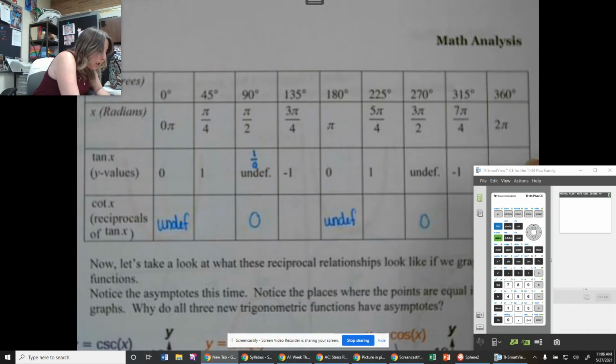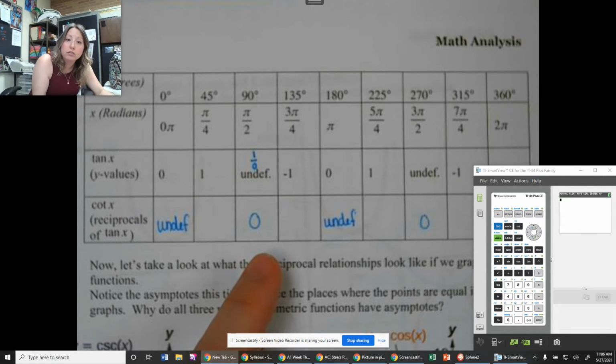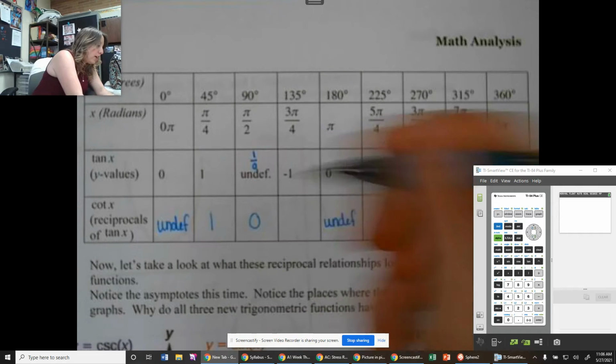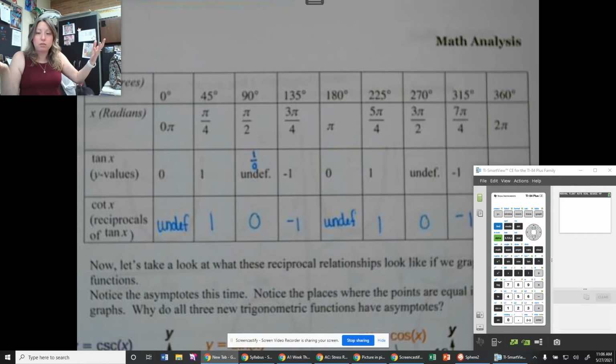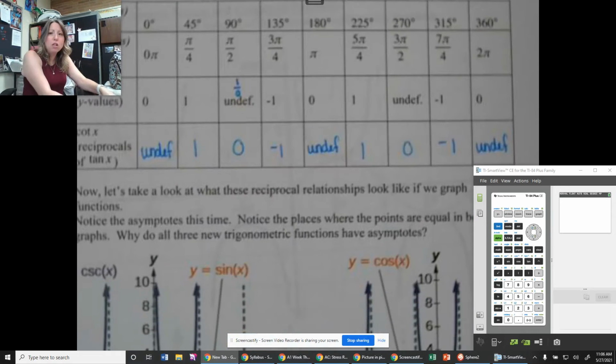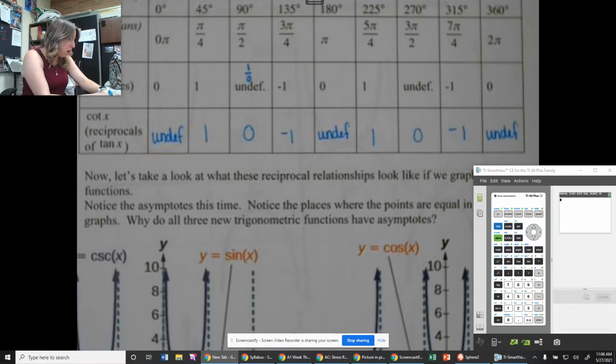Your asymptotes will be 180 degrees and 0 degrees and 360 degrees, right? Versus being at 90 and 270 like they were with tangent. Okay, so these values, of course, are the same when you're flipping them over, 1 and -1. But now all of a sudden, I have to worry about where my asymptotes are going to be.